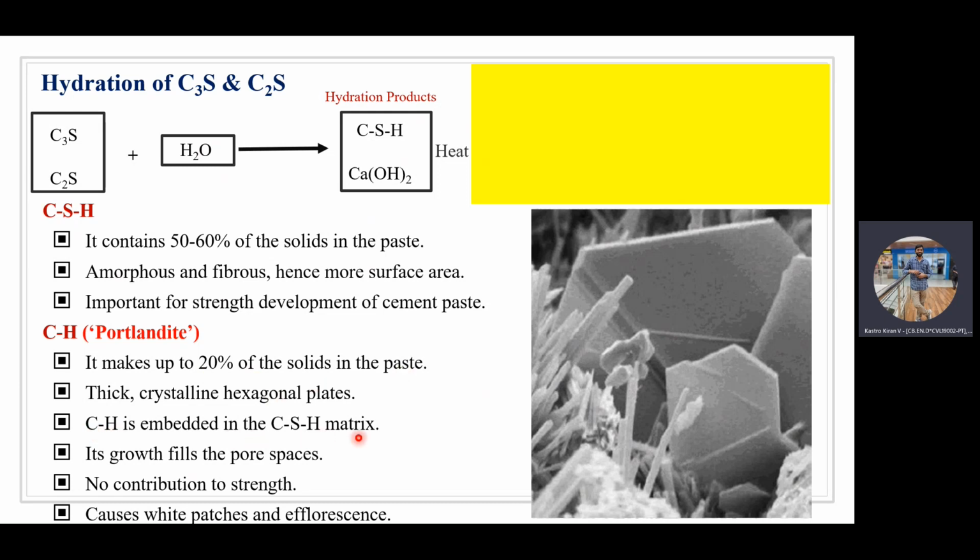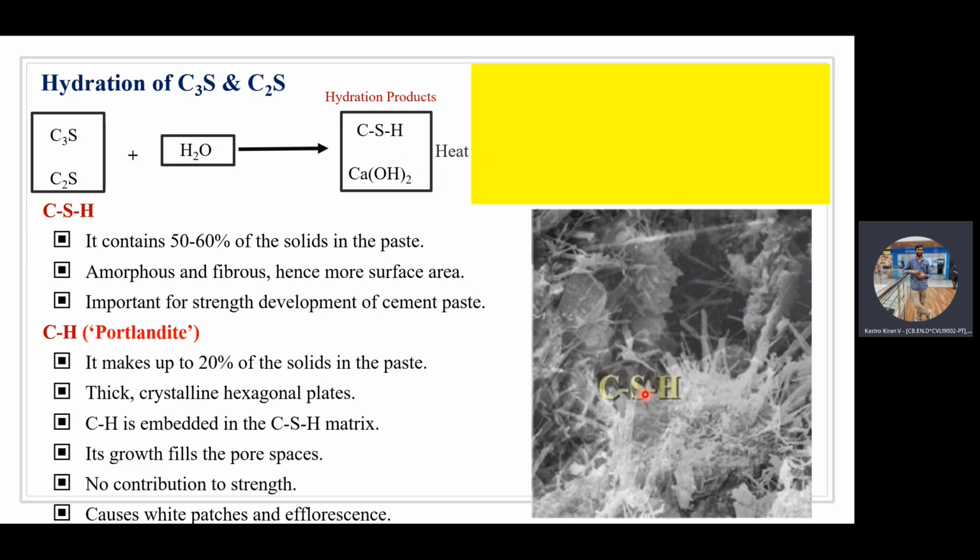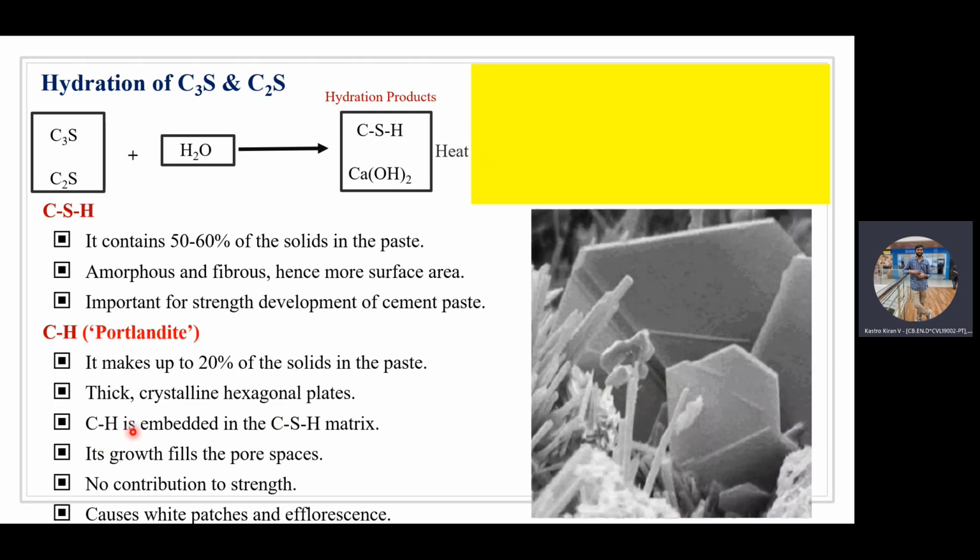So whatever the CSH matrix is available, all these CSH matrices by default will have the CH compound. So I was telling here, you can see the CSH compound, but when you go into the deeper levels of CSH or around it, CH compounds can also form separately. But in general, all the CH compounds will be embedded in the CSH matrix. They will be there inside the CSH matrix.